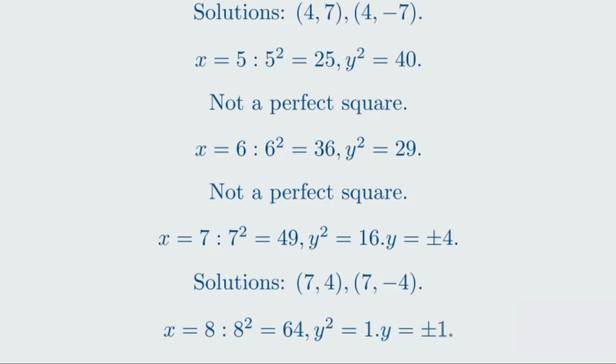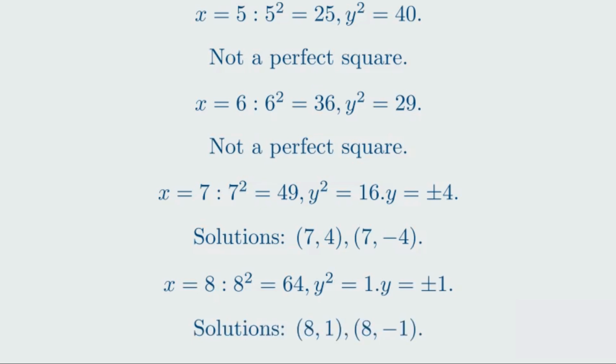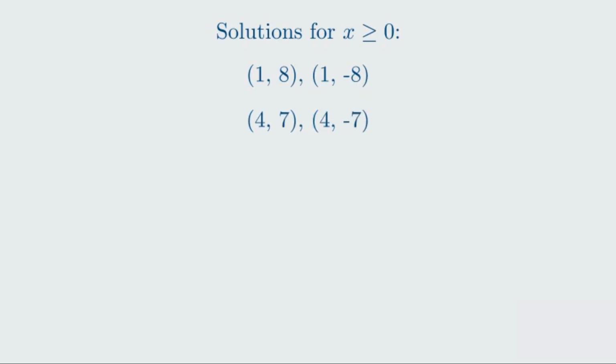Finally, if x is 8, x squared is 64, y squared is 65 minus 64, which is 1. The square root of 1 is 1. So if x is 8, y is plus or minus 1. This gives us (8, 1) and (8, minus 1). So, we found all the solutions where x is a positive integer, or 0. Let's list them out. We have (1, 8), (1, minus 8), (4, 7), (4, minus 7), (7, 4), (7, minus 4), (8, 1), and (8, minus 1).